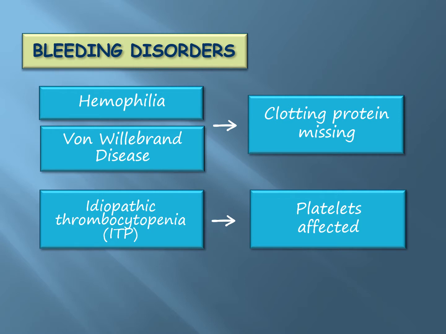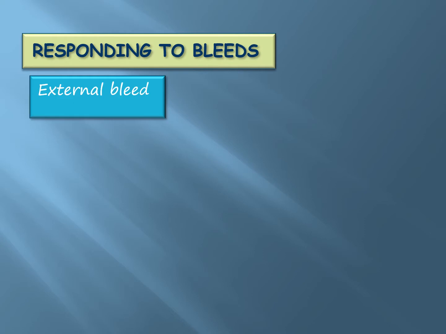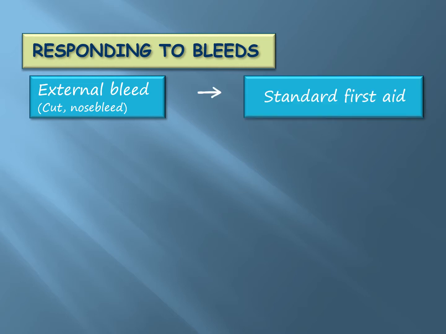A person with a bleeding disorder does not bleed faster, but can bleed for a longer time if the blood does not clot. For a person with a bleeding disorder, most bleeds are routine and emergencies are rare. If a child with a bleeding disorder has an external bleed, such as a cut or nosebleed, it is treated the same as for any person, with standard first aid. However, if the bleed does not stop, the parent may need to be contacted.